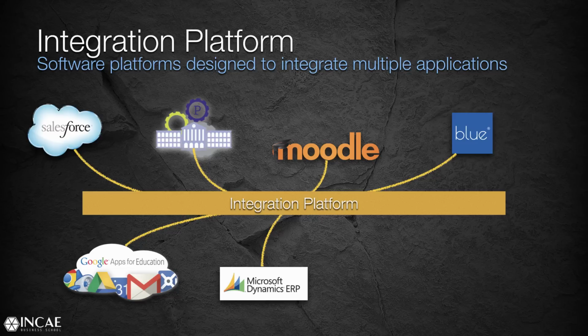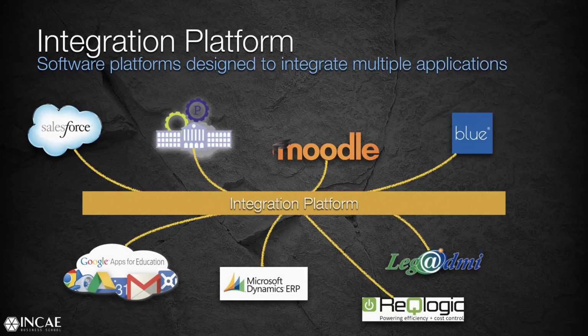Moving more towards our backend, we have a software called LegAdmin, which we use in Central America to manage payroll in our particular context. And you have another software called RecLogic, which we use for our purchasing processes within our institution. These two systems, the LegAdmin that manages payroll and the RecLogic that manages purchases, both interact deeply with the ERP system because that's where we manage all our finance and inventories and materials that we use across the institution.